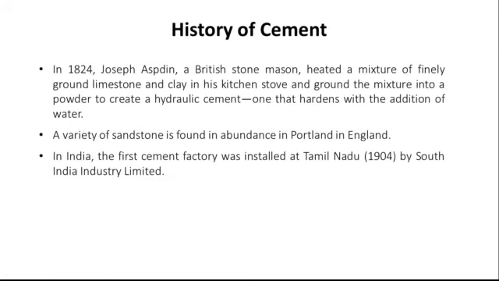Now, the history of cement. In 1824, Joseph Aspdin, a British stonemason, heated a mixture of finely ground limestone and clay in his kitchen stove and ground the mixture into a powder to create a hydraulic cement, one that hardens with the addition of water. A variety of sandstone is found in abundance in Portland in England. In India, the first cement factory was installed at Tamil Nadu by South India Industry Limited.